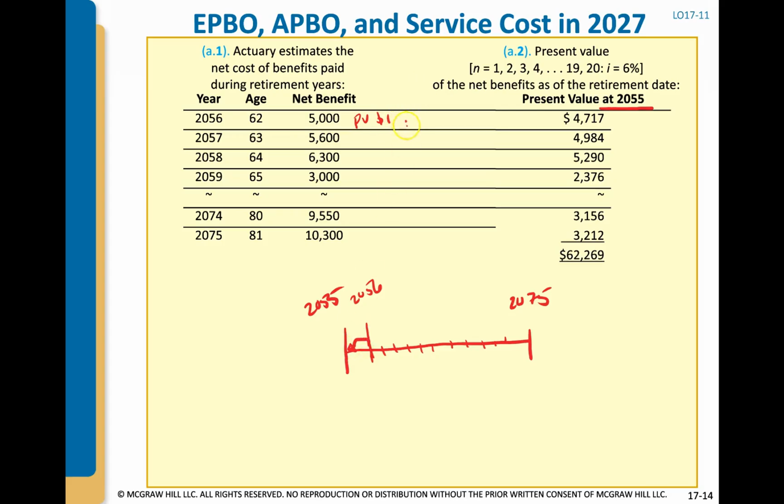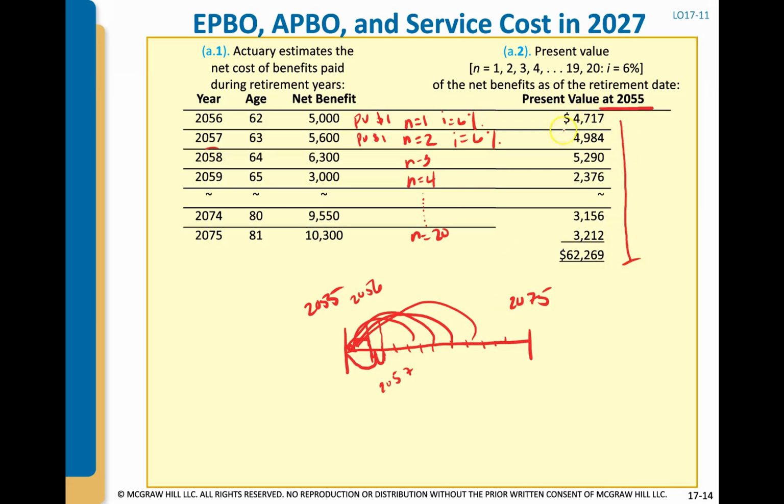So I'm going to use the present value of $1, n equals 1, and we were told that the interest equals 6%. When I look at 2057, right, so now here I am at 2057, now I have to present value back 2 years. So I look at the present value of $1 table, and here n equals 2, the interest rate is the same. And so on and so forth. So you keep having to present value different amounts back to 2055. So for each year, my number of periods is going to increase until I get to n equals 20 for 2075. Okay, so that's what this calculation is right here.